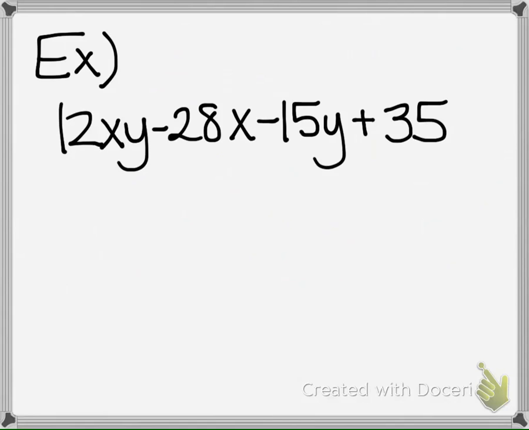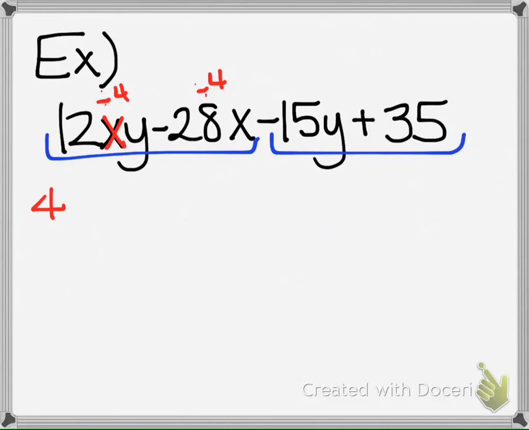All right, last example. Let's go ahead and take a look at this one here. So we ask ourselves, is there anything that goes into 12, 28, 15, and 35? And in this case, there is not a number that goes into all 4 of those terms. They all don't have x's, and they all don't have y's. So now we're going to do our pairings, and we have to think about what can go into 12 and 28. So I know 4 can go into both of them. And they both have x's in common. So I'm going to pull that out.